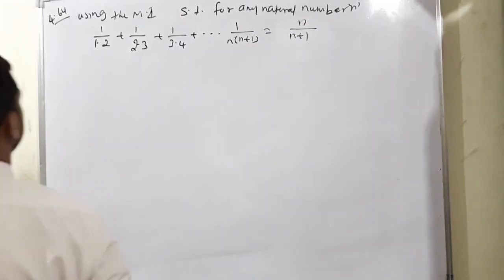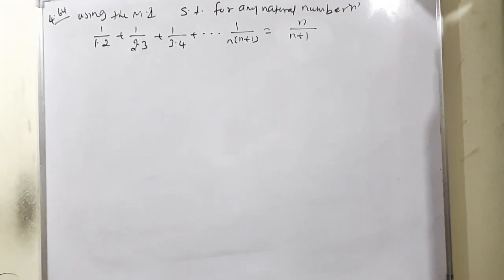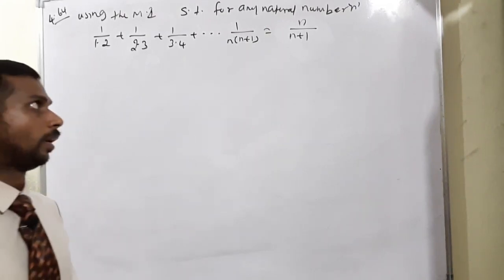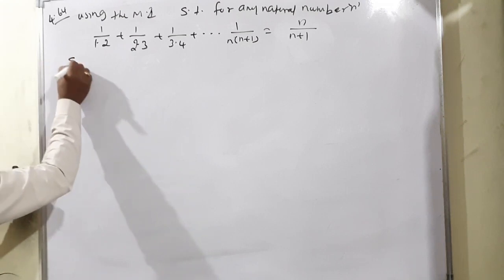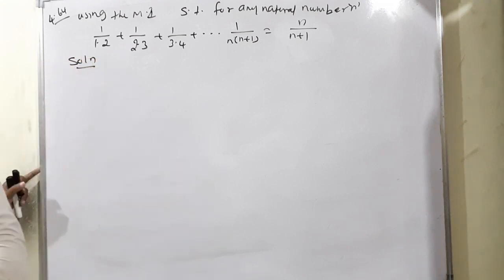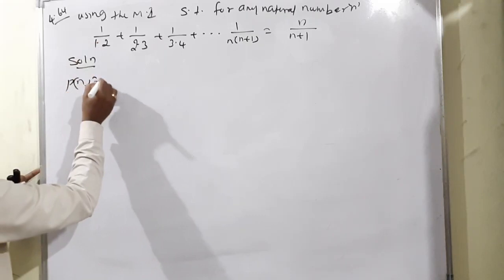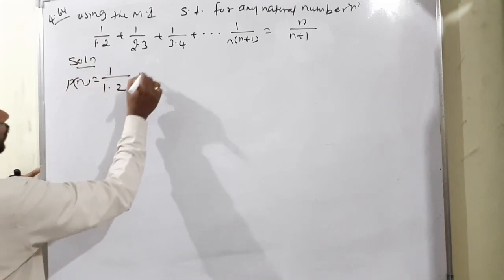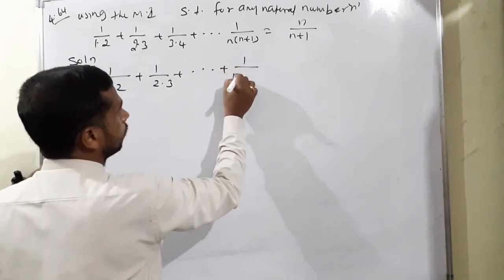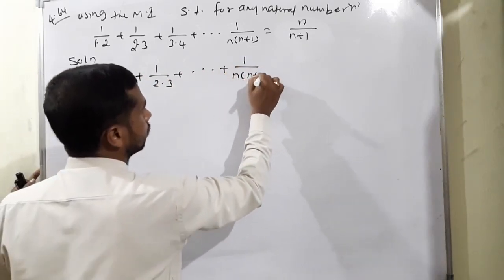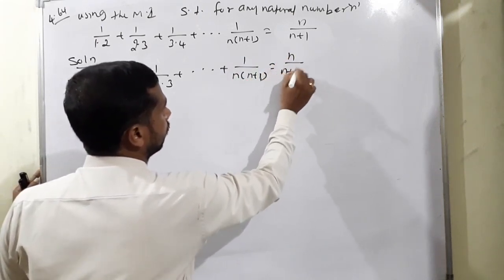Moving to 4.64, using mathematical induction, show that for any natural number n, 1 by 1 into 2 plus 1 by 2 into 3 plus 1 by 3 into 4 plus dot dot dot plus 1 by n into n plus 1 is equal to n by n plus 1. So, solution: the first step we have to do is consider P of n first. So P of n is equal to 1 by 1 into 2 plus 1 by 2 into 3 plus dot dot dot plus 1 by n into n plus 1 is equal to n by n plus 1.